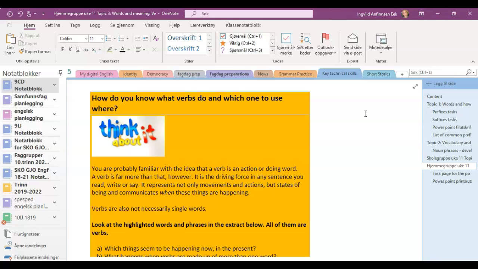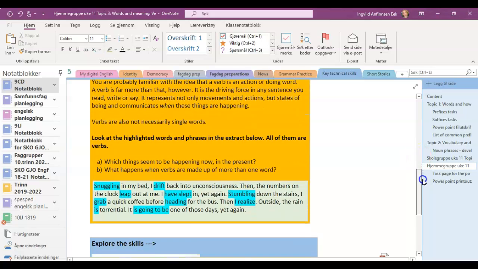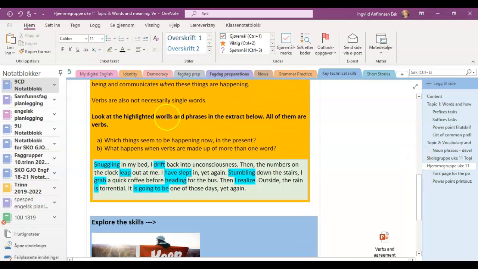They tell us when something's happening because we conjugate them, like put them in the past or the present tense or things like that. Verbs are also not necessarily single words. This is important. Verb phrases sort of things. So, look at the highlighted words and phrases in the extract below. This text right here. All of them are verbs.